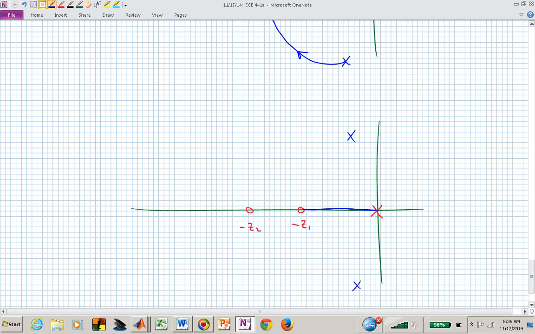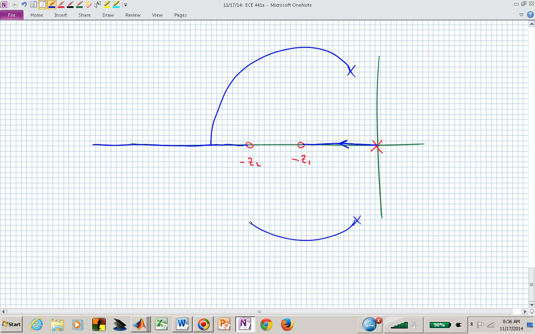There's a piece of this real line that's on the root locus. Between my zeros is not, and to the left of minus Z2 is. This will probably just go that way, and these are going to move around. One will approach that zero at minus Z sub 2. How many closed loop poles do I have?